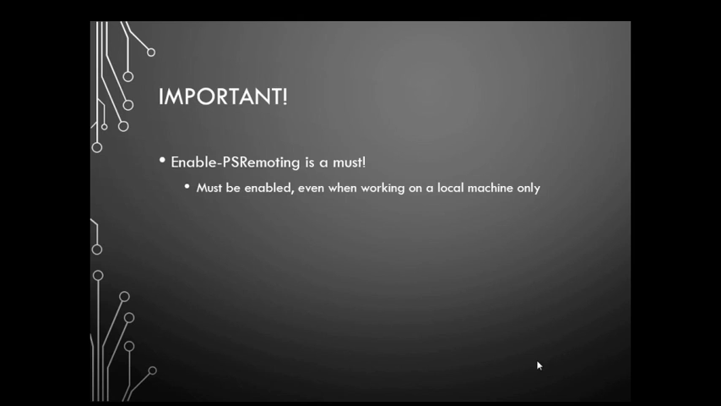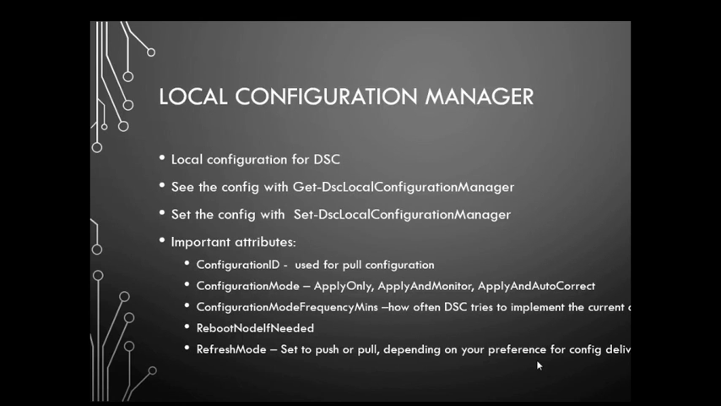So I want to talk about the local configuration manager. Everybody's got one. If you're on Windows 8.1, that comes with PowerShell 4. Everybody has one if you're on Windows 8.1 or 2012 R2, or if you've installed Windows Management Framework 4. The local configuration manager can let you see the config that is on a system. You can set some attributes on that system. The important attributes are, I want to ignore configuration ID for a moment, apply only, apply and monitor, apply and autocorrect.